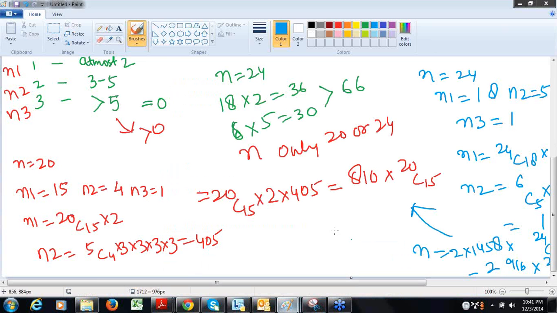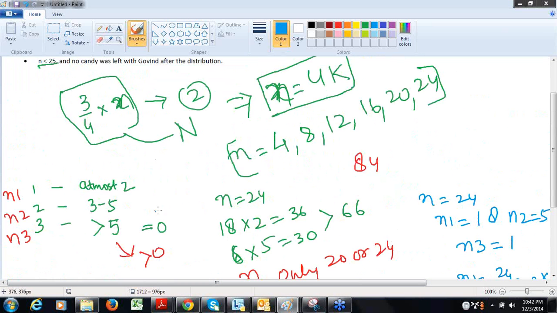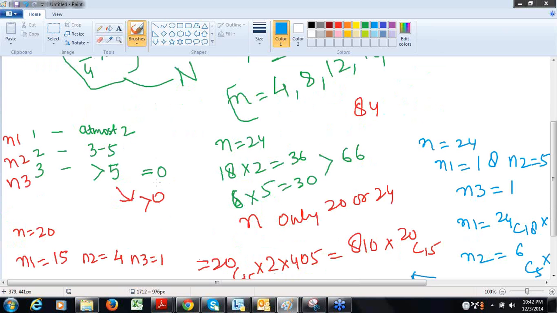See, Sampath, see how it will be 20 or 24. What I have done is, first we have taken that n should be one of these numbers, 4, 8, 12, 16, 20 or 24. Now we have taken the best possible scenario. In that case, we have put the number of candies greater than 5 as 0. So in the maximum scenario, the number of candies comes out to be 66.